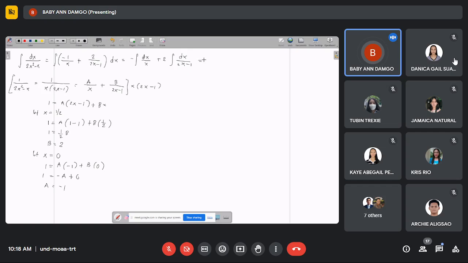Okay, so we have negative ln absolute value of x plus 2 over 2, so we have integration of du over u plus c. So negative ln absolute value of x plus ln absolute value of u plus c. So we have negative ln absolute value of x plus ln absolute value of 2x minus 1, since our u here is 2x minus 1. Okay, and this is the final answer.